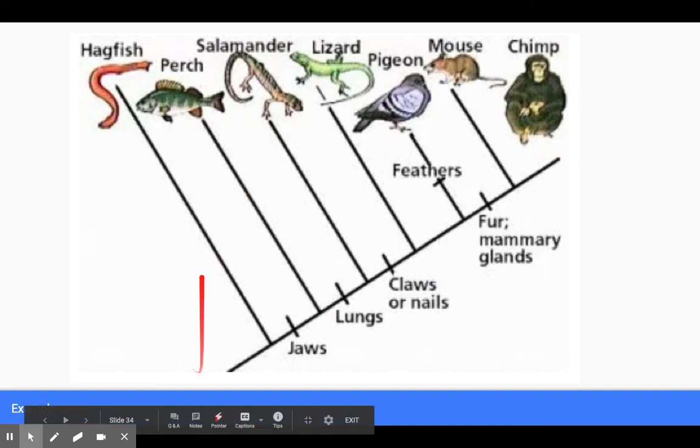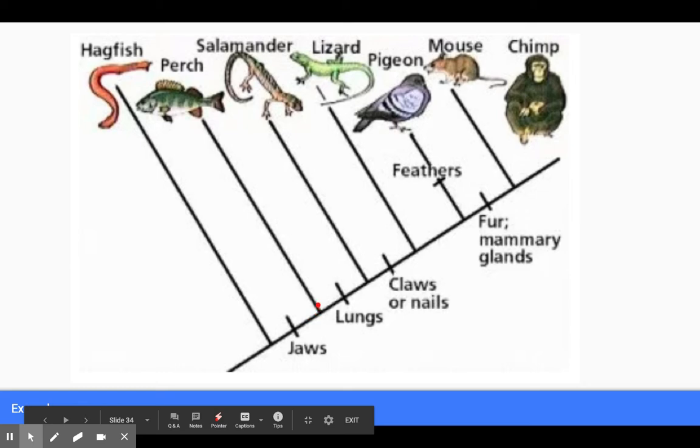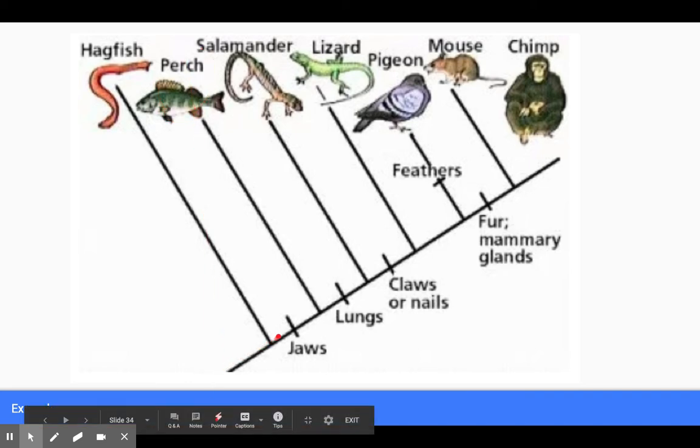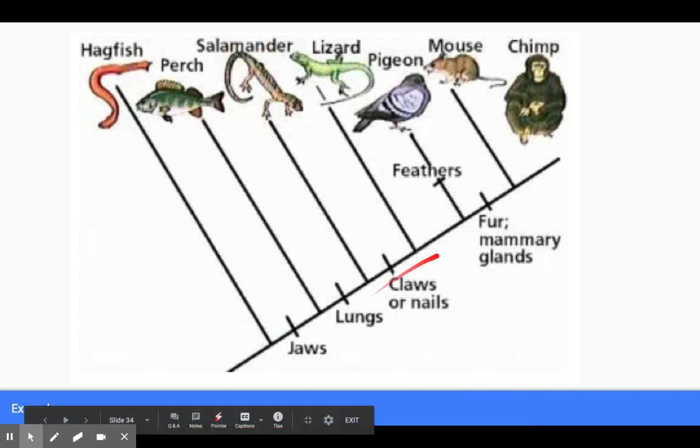So if we look at the perch, we would see that they have jaws, but they do not have lungs, right? They're able to take the jaw exit, but they don't have lungs, so they turn around, and that's why they are right here. For salamanders, we would see that they have jaws, lungs, but they don't have claws, right? They can't pass this exit. That's why they reside in this space. And we can do that for the rest of these, right?